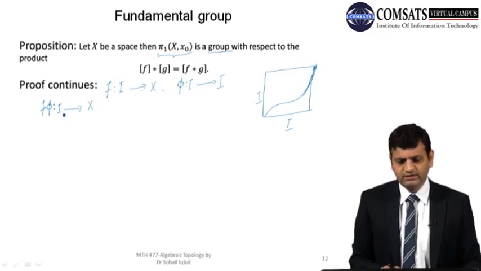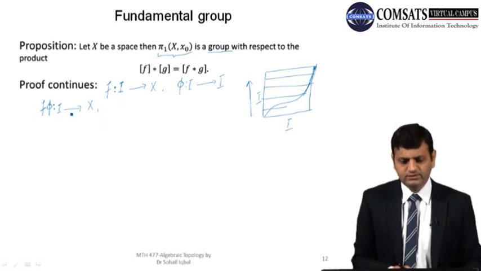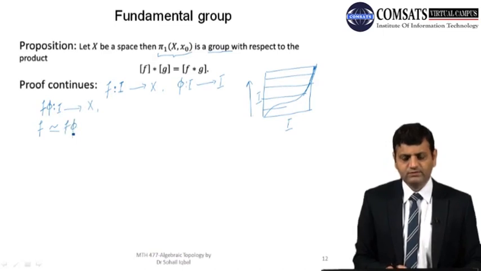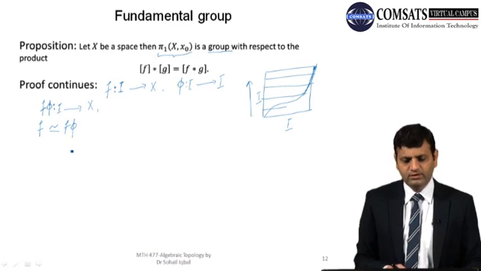In other words, we can say that this is a reparameterization of f. First we were moving along this I, and now we are moving along these images. So this is a reparameterization of f. Now we will show that if we have a reparameterization of a path, then it is homotopic to the original path. Of course, we need to define a homotopy for this.